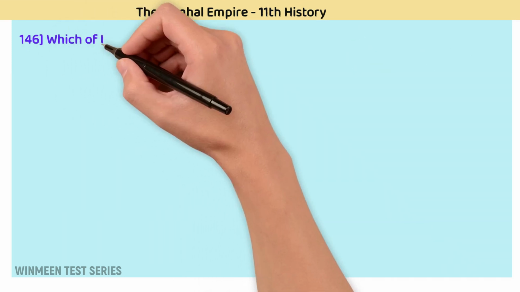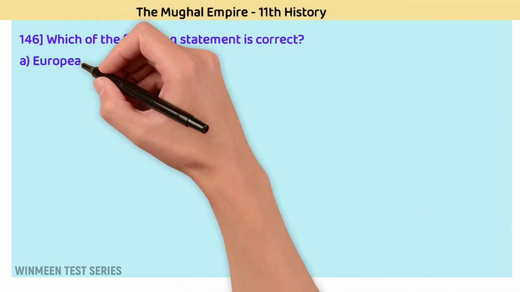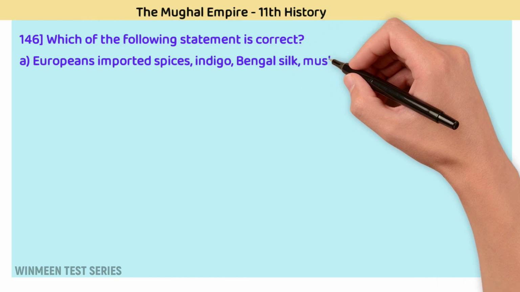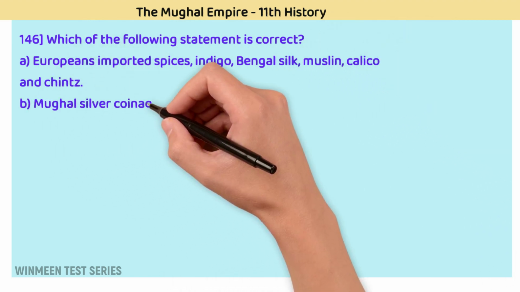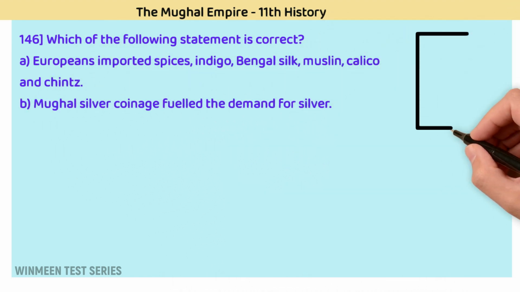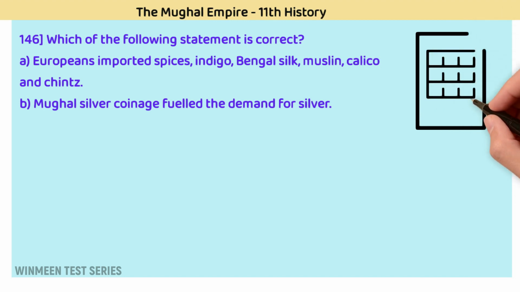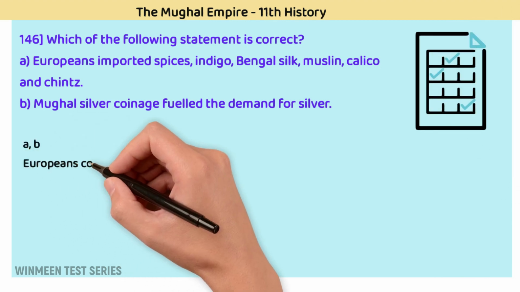Question number 146. Which of the following statement is correct? Europeans imported spices, indigo, Bengal silk, muslin, calico, and chintz. Mughal silver coinage fueled the demand for silver. The answer is both the statements are correct.